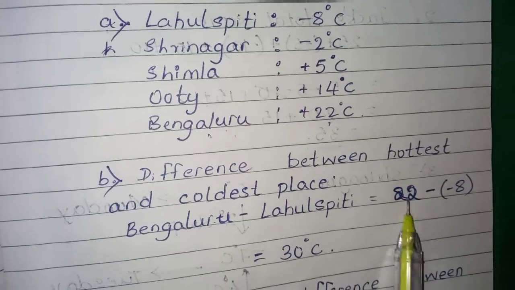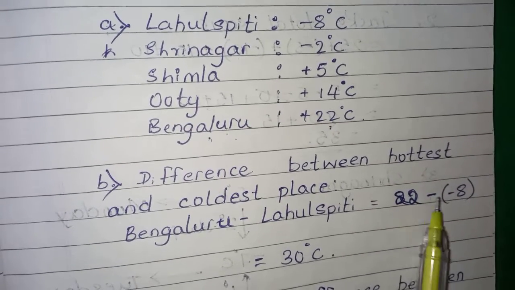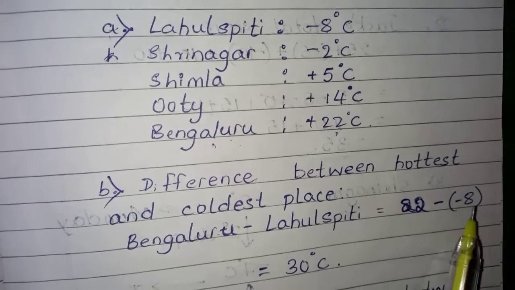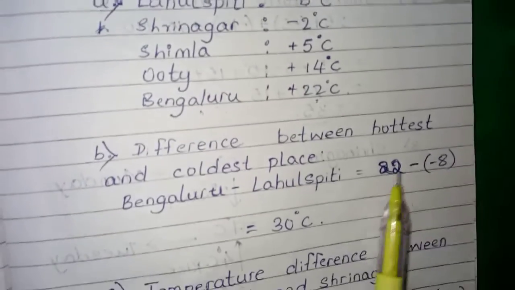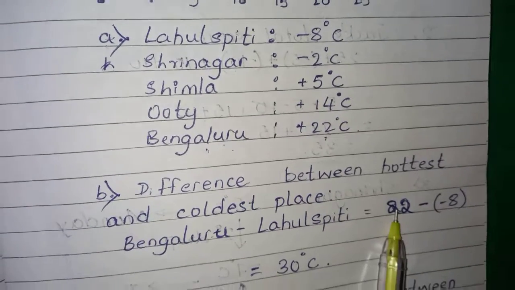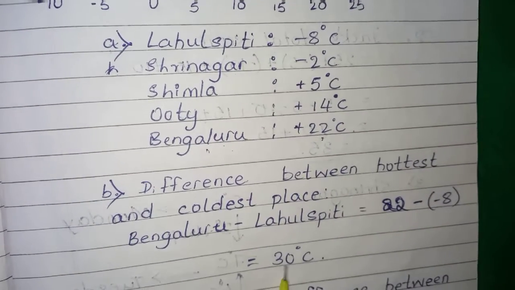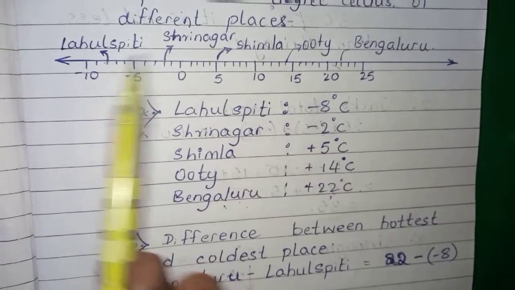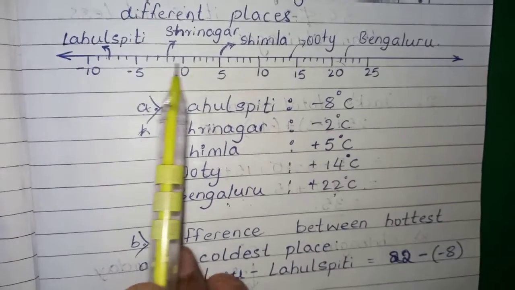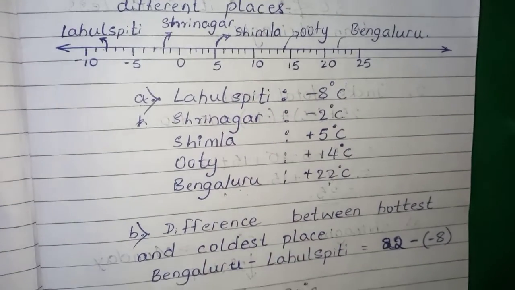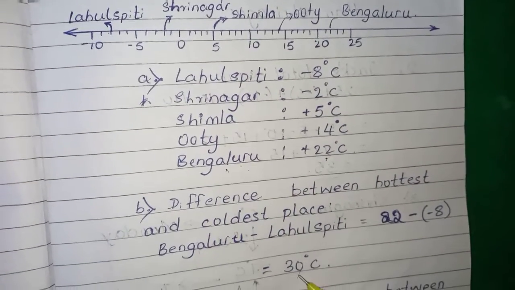If I take the difference between them, the difference is nothing but subtracting the smaller number from the bigger number. So minus 8 degrees taken out from 22 degrees gives me 30 degrees centigrade. You can see even on the number line, from here to here you will have 30 divisions. Each division is 1 degree and that gives me 30 degrees centigrade.